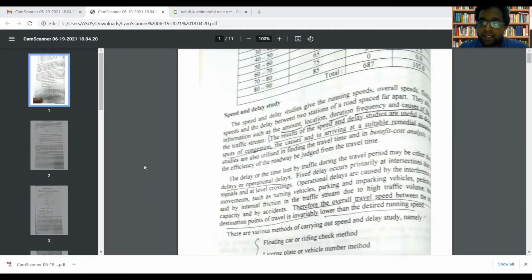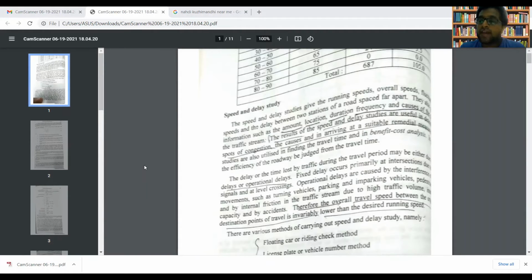Another type of delay is the operational delay. Operational delay means when the vehicular movement is interfered with, like turning vehicles, vehicles that need to be parked, or a pedestrian coming in front of the vehicle. During such operations, if any delay occurs to the traffic movement, you call it the operational delay. So these are the fixed delays and operational delays.